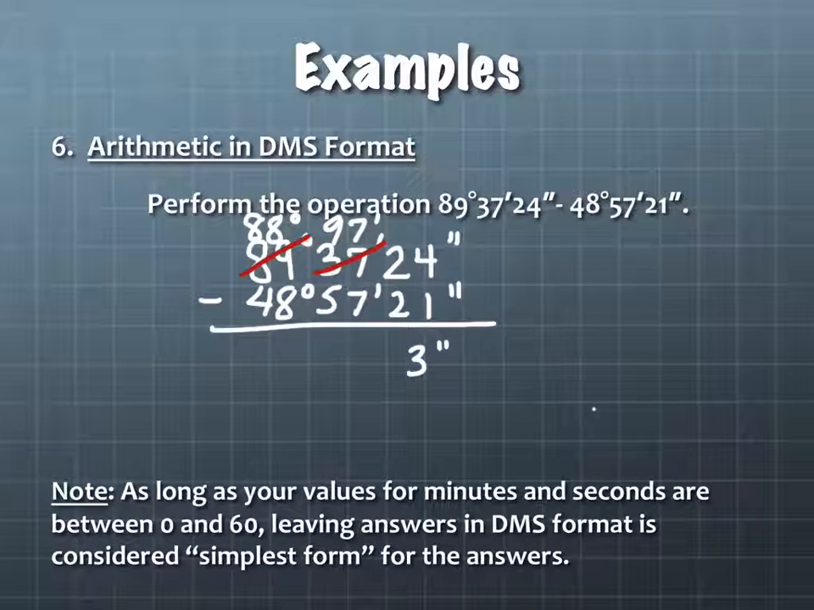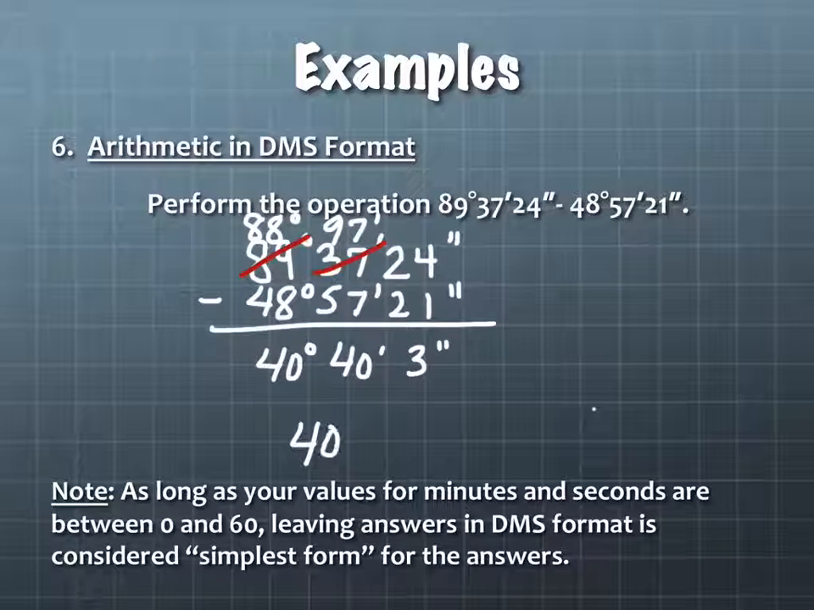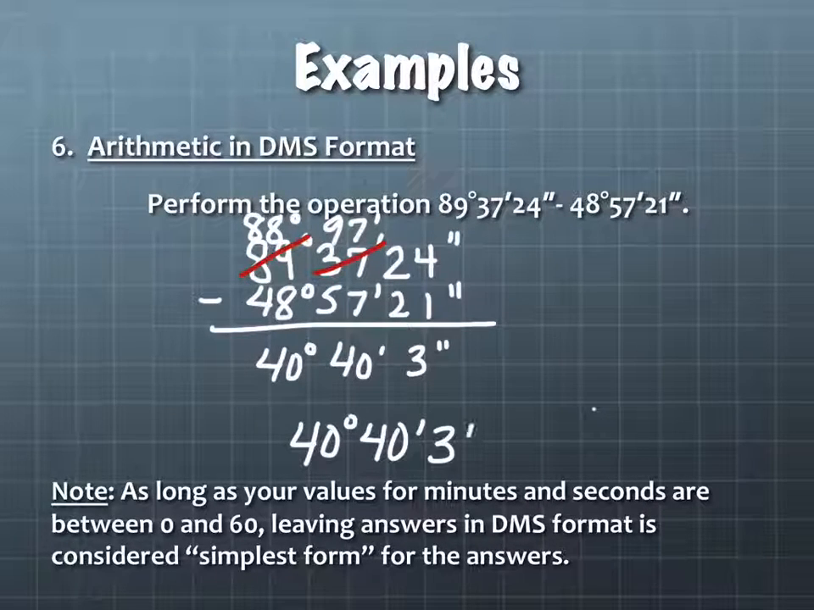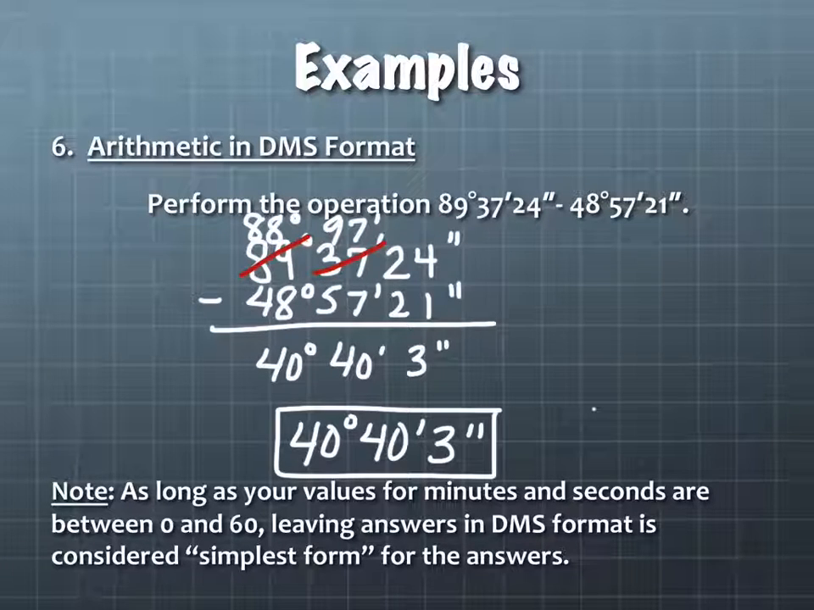Can I now take 97 minutes minus 57 minutes? Sure can. What will I get? 40 minutes. And then can I do 88 degrees minus 48 degrees? Yes. What would I get? 40 degrees. So the answer is 40 degrees, 40 minutes, 3 seconds.